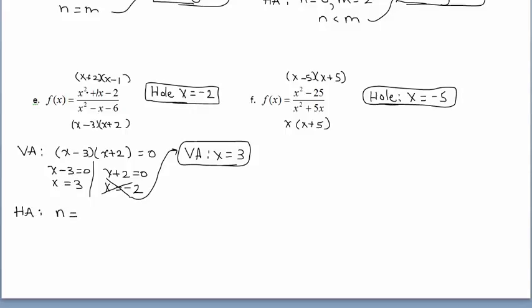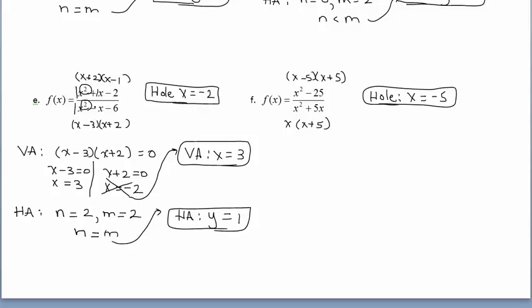All right, let's look at the degrees. We'll look at this version right here, not the factored version. They're equal. The rules are the horizontal asymptote occurs at the ratio of the coefficients. So 1 and 1. 1 over 1 is just 1.